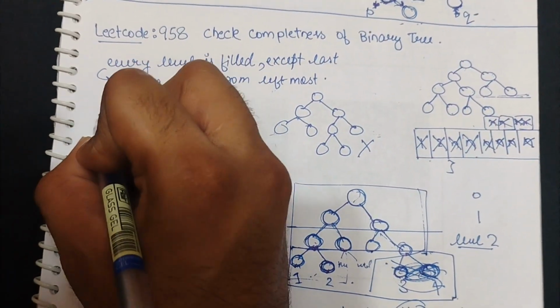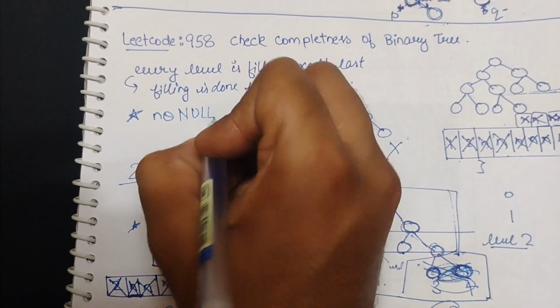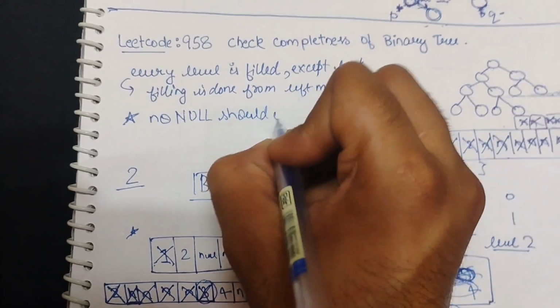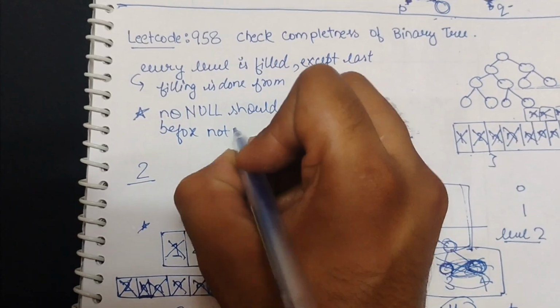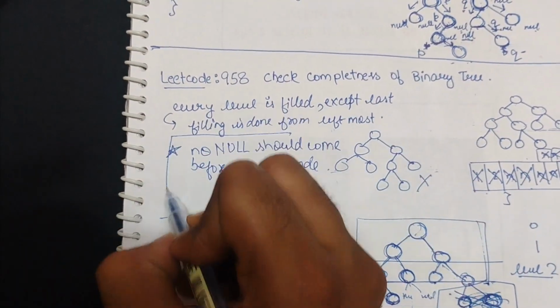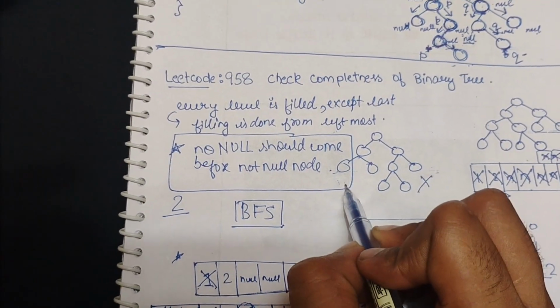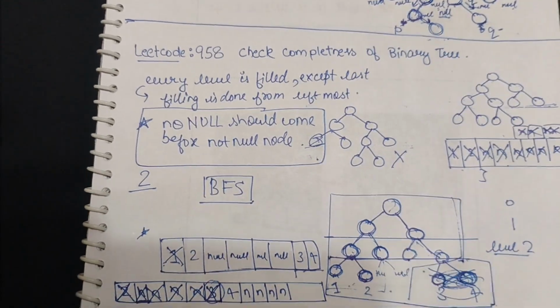So the idea that we get with this approach is that, I'll star mark it, that no null should come before a not null node. This is a very important idea that we will be proceeding with, that no null should come before a not null node. Okay, now I will write the code and explain it to you step by step, then we'll do a dry run.